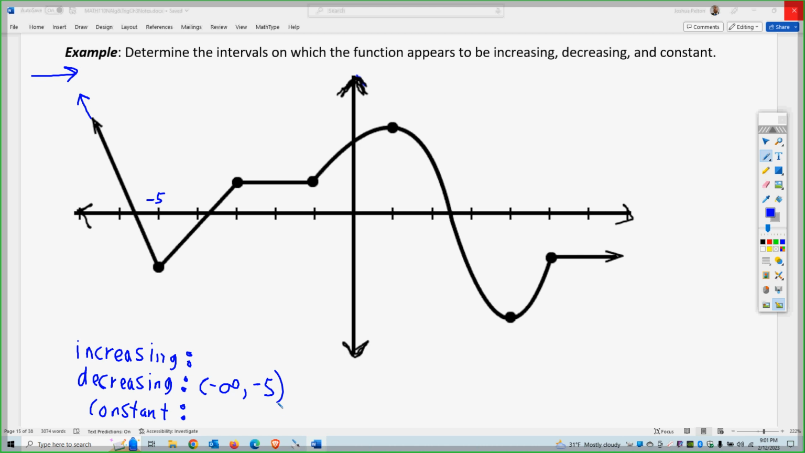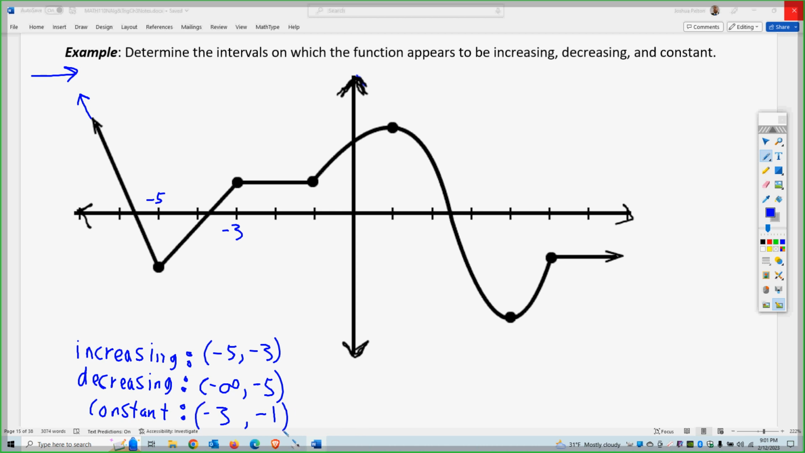Okay, so from negative 5 to, let's see, negative 1, 2, 3, negative 3, we're increasing. Okay, but at negative 3, again, you can't use the brackets because at negative 3, you're neither increasing nor decreasing. Okay, so we're constant from negative 3 to negative 1. Okay, so at that point, it's an inflection point. So we could probably put brackets around those ones. But prior to that, it's not. So we're just going to do that for the meantime.